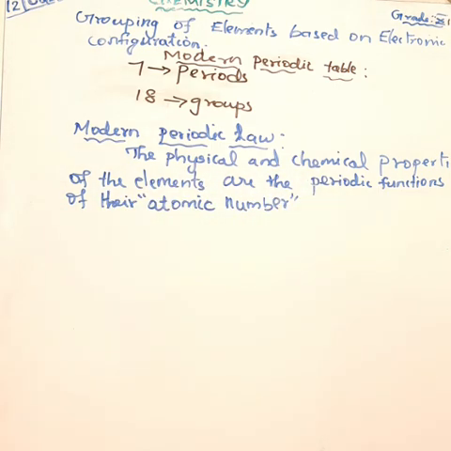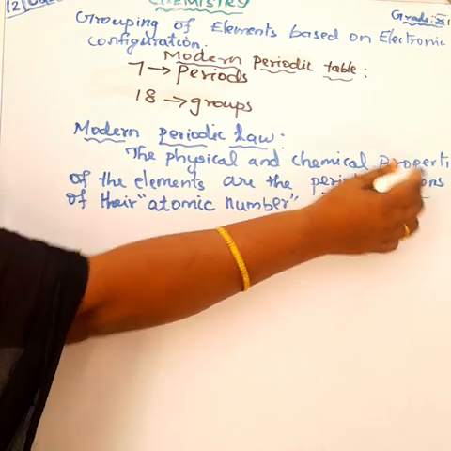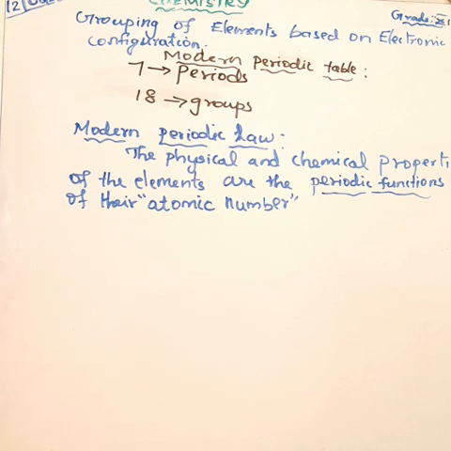What do you mean by periodic function? It means that the physical and chemical properties are repeated at regular intervals. That is called a periodic function. So the physical and chemical properties of the elements are periodic functions of their atomic number.